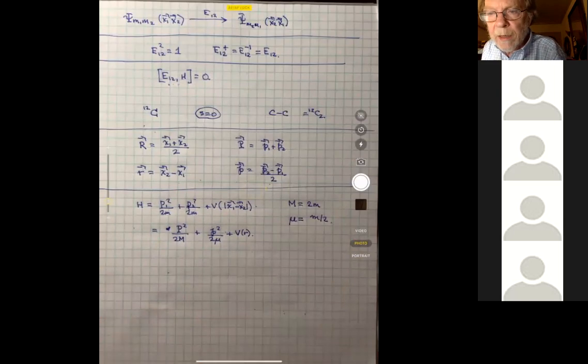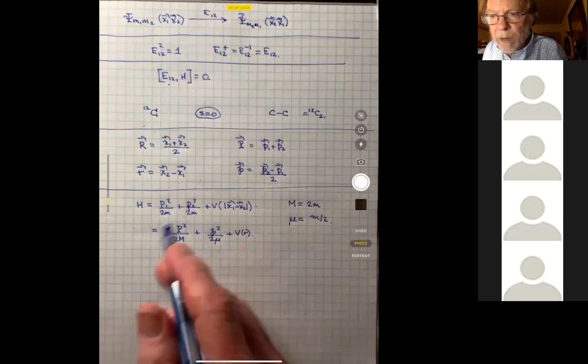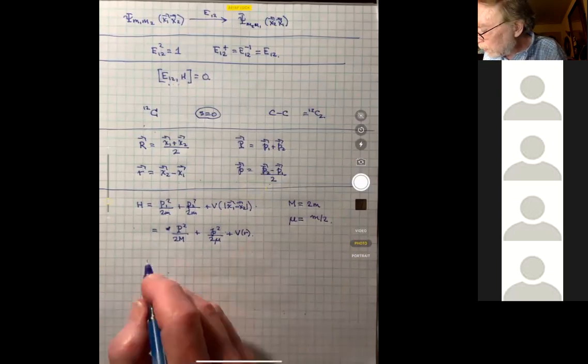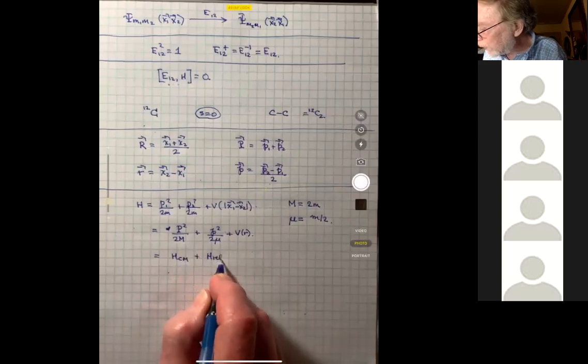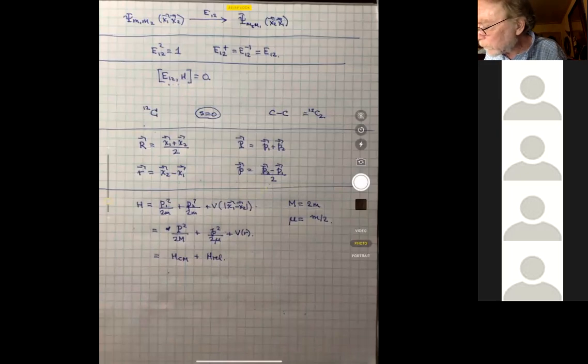This is just a special case of what we did last semester, so I'm omitting the algebra. This is, of course, the sum of the center of mass Hamiltonian plus the relative Hamiltonian. Again, we went over that last semester.